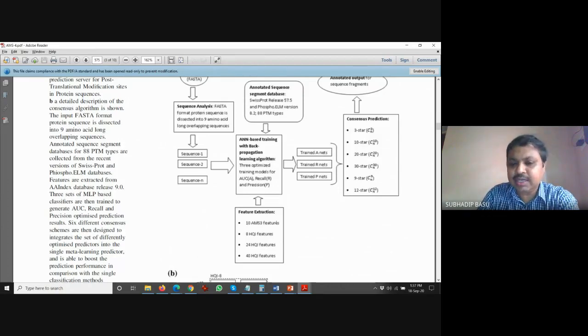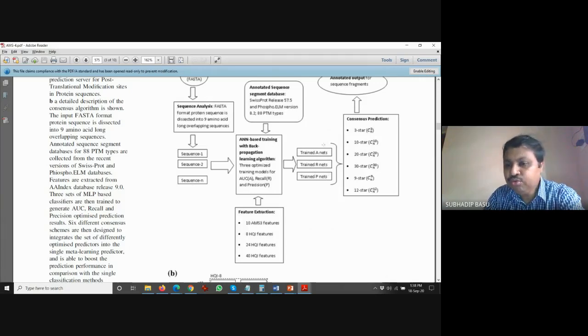I said there are 10 AMS-3 features, and there are high quality index features, like 8 high quality index features, there can be 24 high quality index features, also 40 high quality index features. Then what we did, we trained based on a backpropagation learning mechanism. For example, we trained an AUC optimized network, then recall optimized networks, and precision optimized networks.